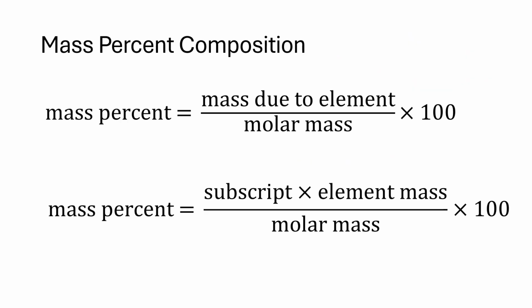So I tried to write that out a little more formally here. The mass percent is the mass due to that element over the molar mass times 100, and we can substitute in the top there that it's the subscript times the element mass. That's what we're going to get from the periodic table. So the subscript from the formula times the mass in the periodic table, all divided by the molar mass, and then that ratio is multiplied by 100.